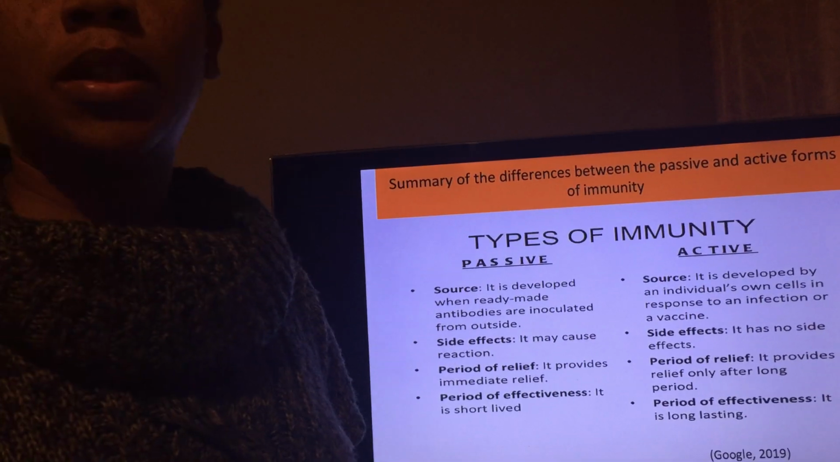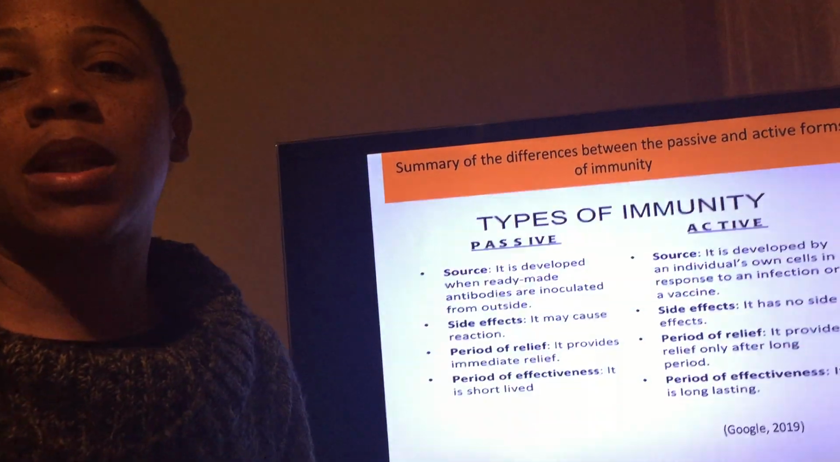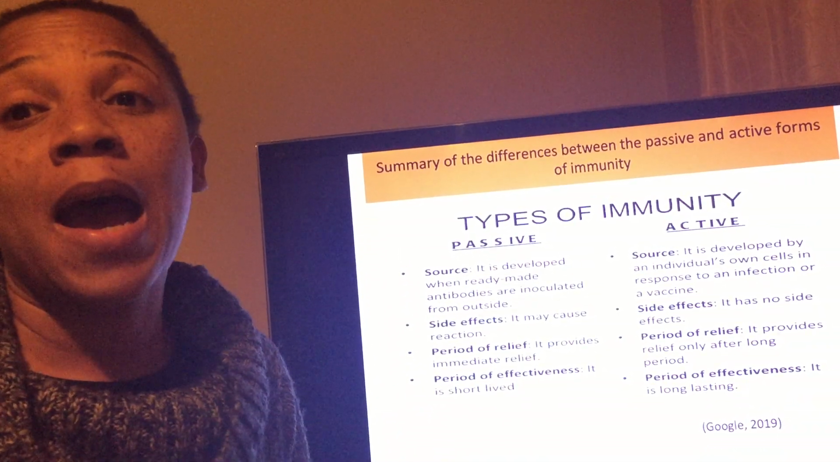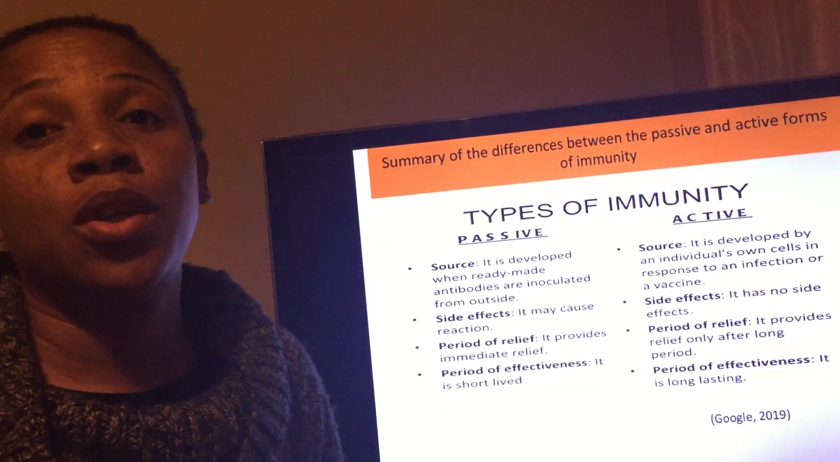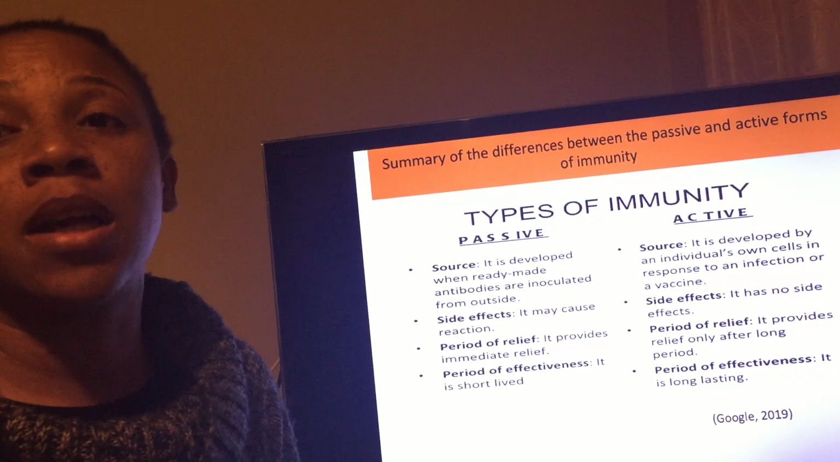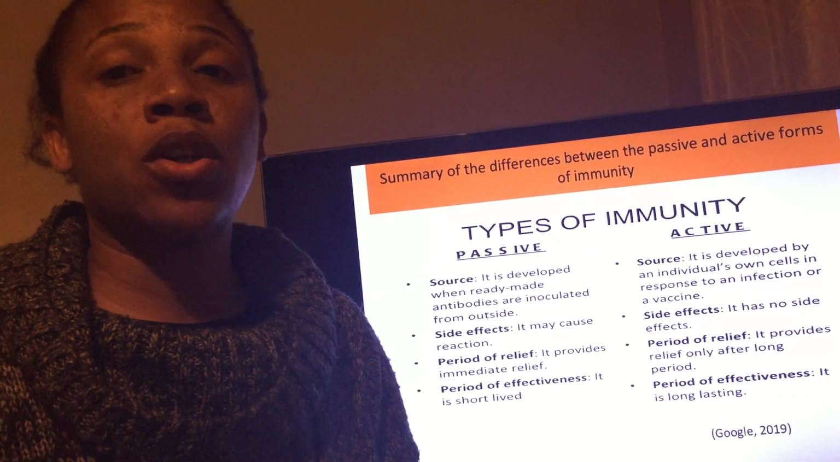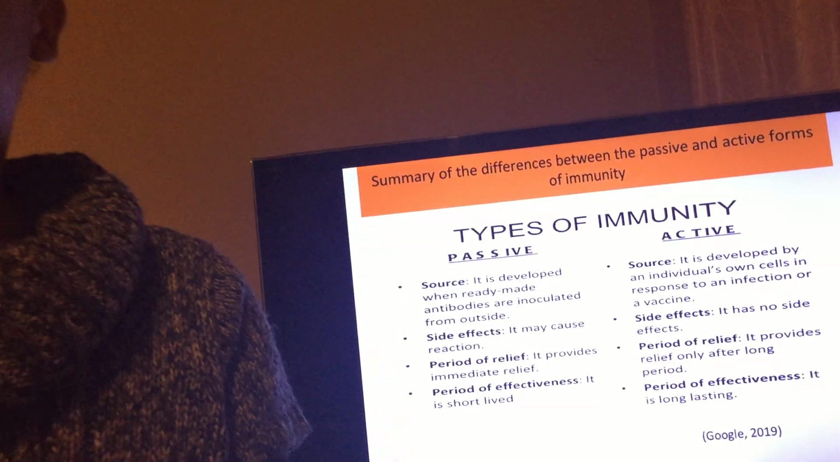Passive acquired immunity occurs as a result of ready-made antibodies. It is short-lived, gives immediate relief, and may also have side effects. Active immunity, on the other hand, has no side effects. It develops antibodies and memory cells from the individual's own immune cells, providing long-term relief and is long-lasting.